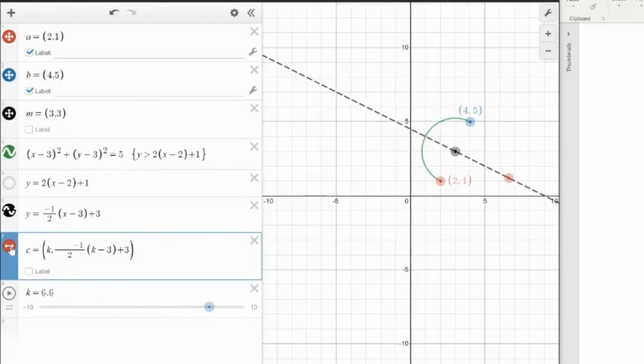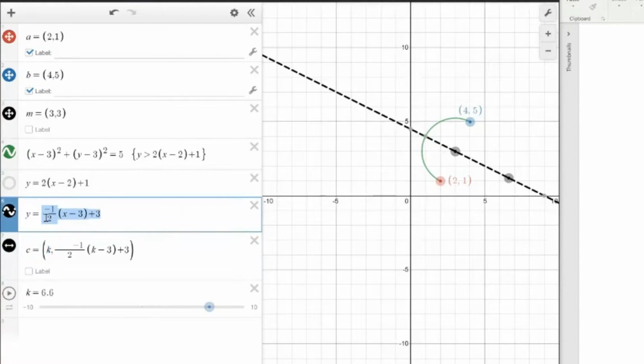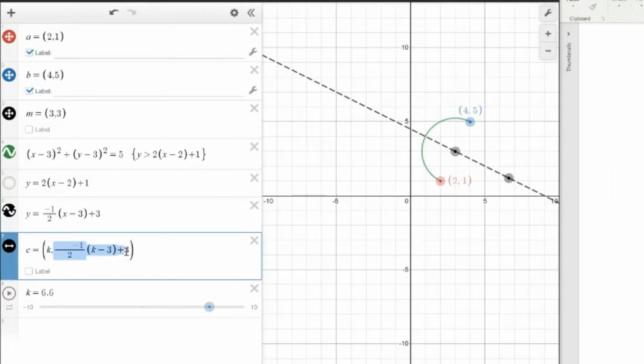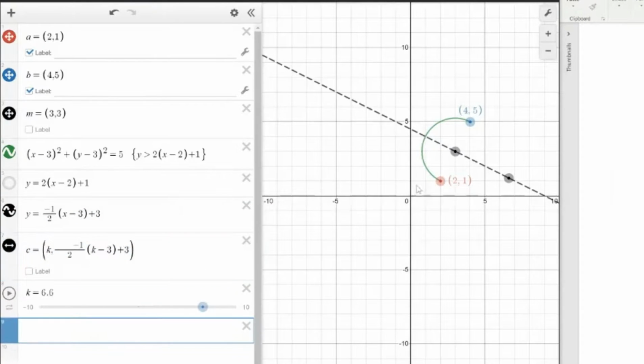Okay, I'll make that black as well. So X can be any value, so I've just got a K. And for any given X value, this tells me the Y value, because that's what a function does. And so this here is the Y value. All right, so what can we do now? This is any possible center.